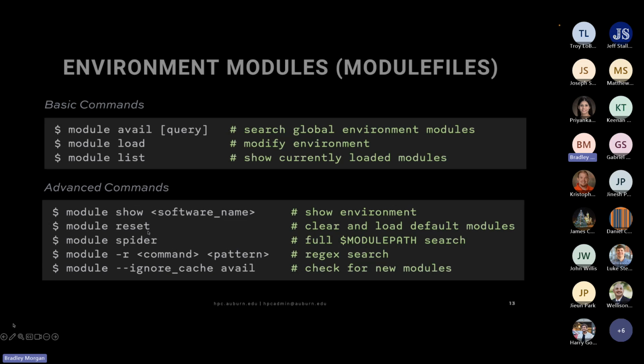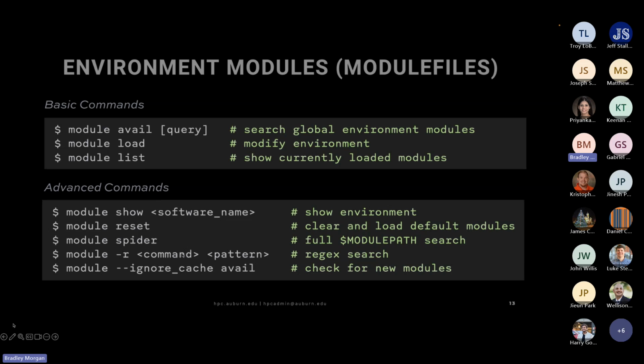Module spider is more of a full search, and we'll talk about module hierarchies, compiler dependent modules, but that'll allow you to search the full module path, and that's an environment variable. As you can see, all capital letters with a $ sign that tells the system where to look for module files. And so this module spider command will do a more thorough search than module avail. You can actually search module files with regex, which is a more advanced use. Most people may not find it useful. For R users, though, that's handy.